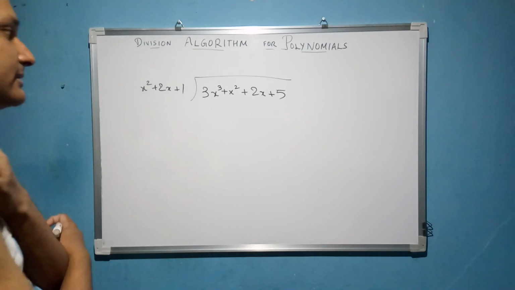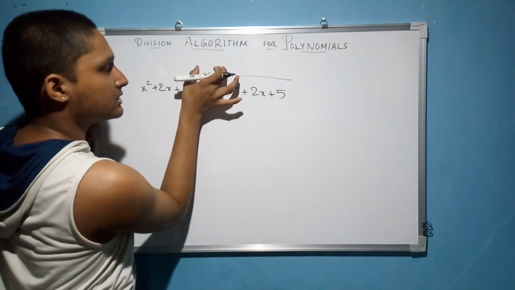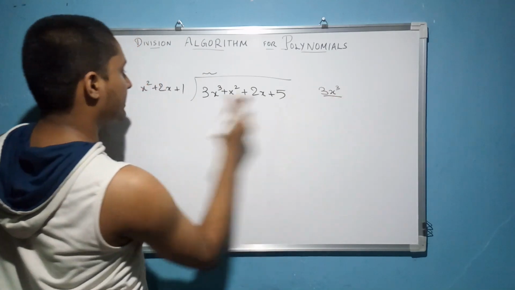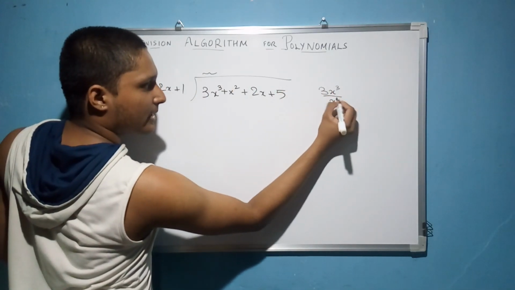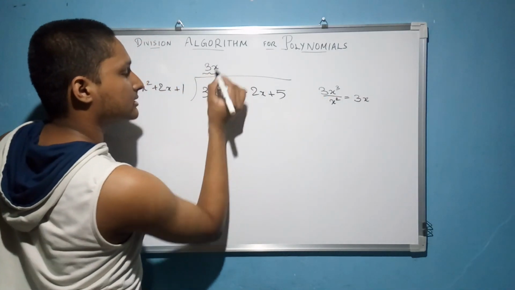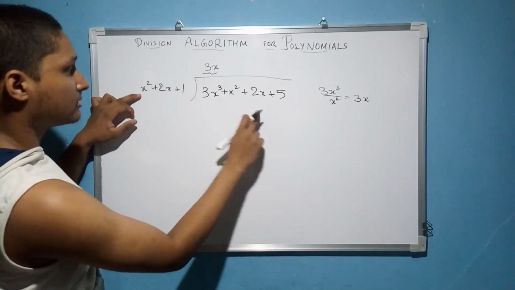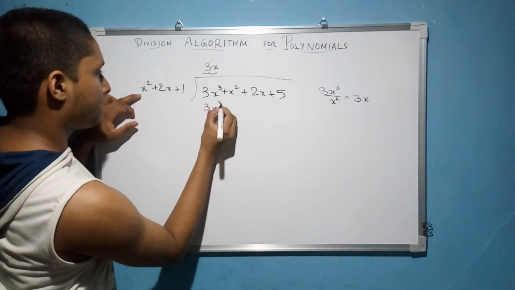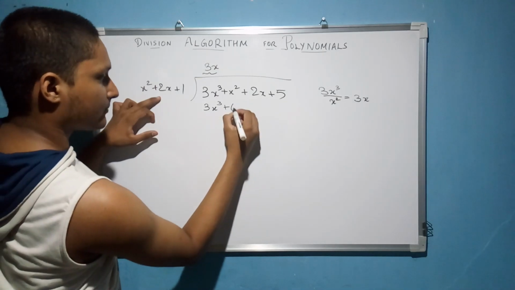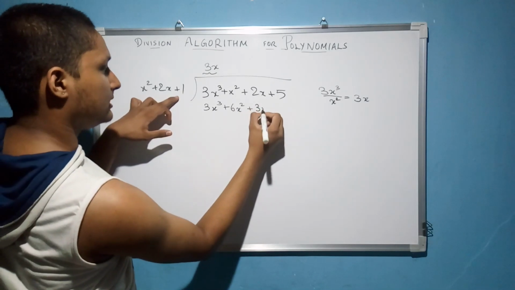Let me write this. For doing this, first I need to get the first term in the quotient. For that I divide the first term of the dividend by the first term of the divisor, x square, and that comes to be 3x. So I need to multiply every term of the divisor by 3x and write it here. That is 3x cube plus 3x into 2x, which is 6x square, plus 1 into 3x, that is 3x only.